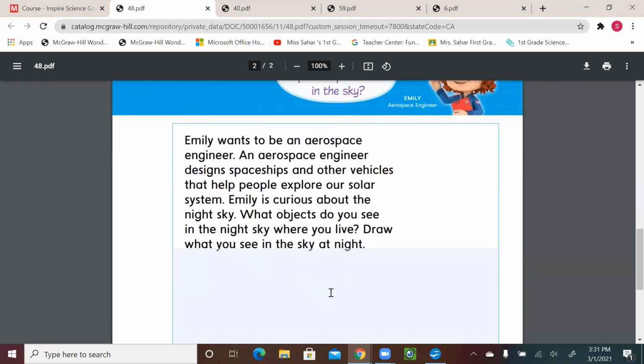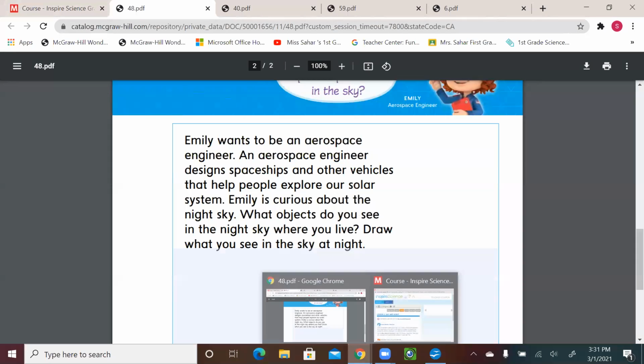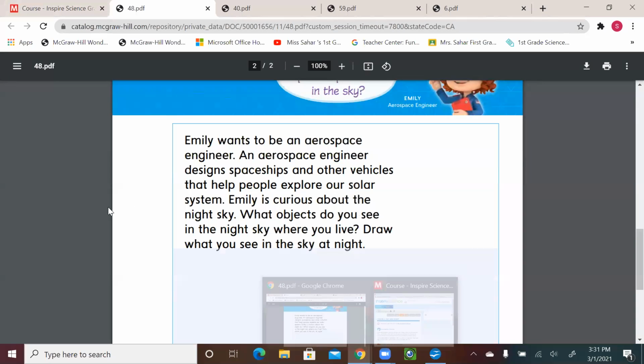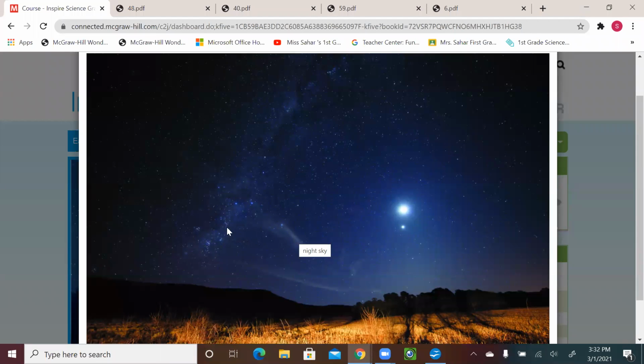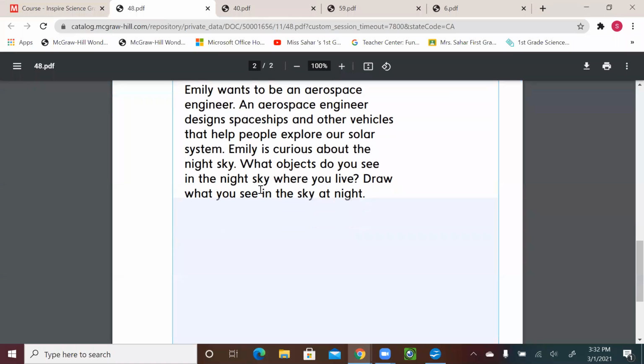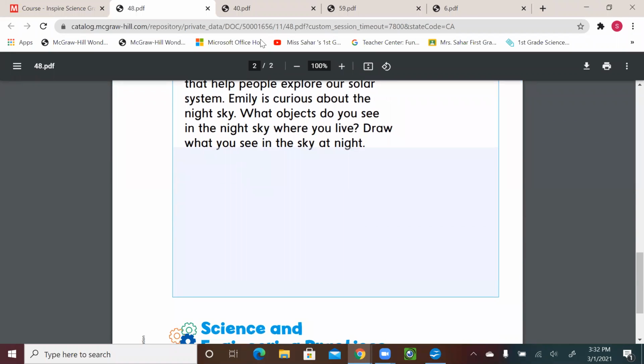So this is the picture that we saw before. So this is a night sky. So this is what you need to draw. Your drawing should include the moon and the stars. All right, so no sun, no clouds because it's nighttime. All right. So that's for page 225. Let's go for the next page.